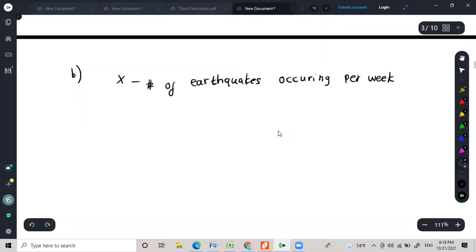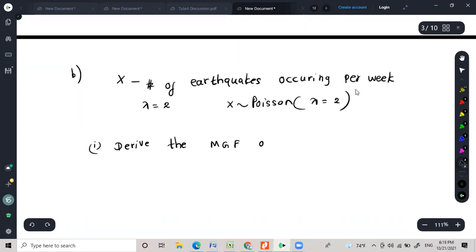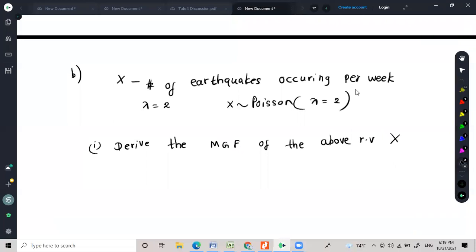So the Poisson random variable is all about rates. Here it is the number of earthquakes occurring per week. So they have the parameter lambda to be 2, and it is the Poisson distribution. So X is Poisson with parameter lambda equals 2. You have to derive the moment generating function of the above random variable X.